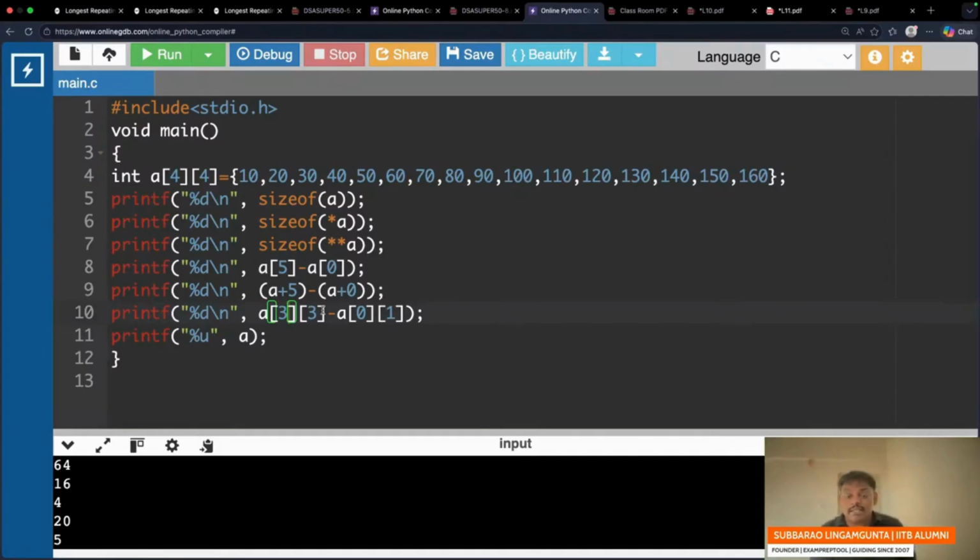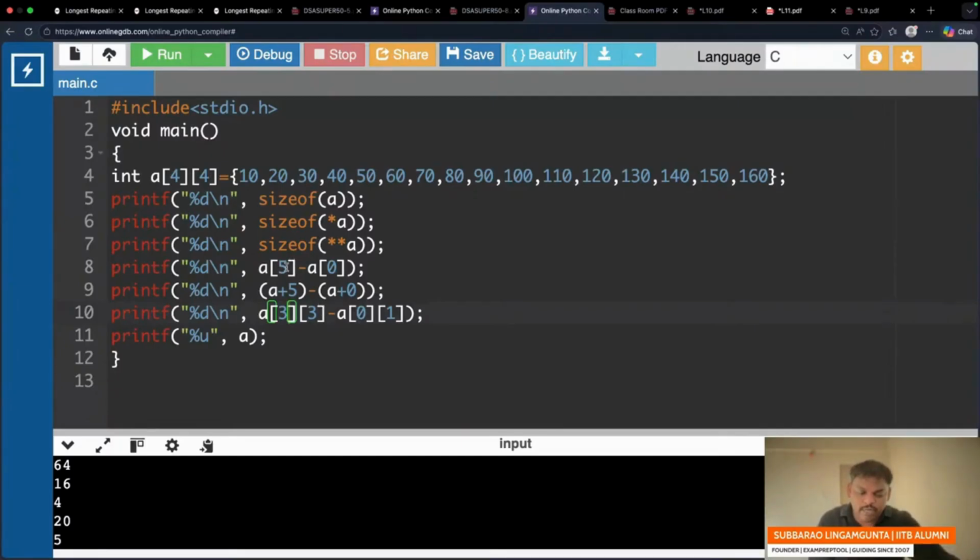Now some people are asking, sir, what about the 8th line? A of 5 minus A of 0. Sir, there is no fifth row, na? The fifth row is not there in this problem. But in the memory, they are available. In the memory, all are continuously there. If you access those values, you will get garbage. But in the memory, all addresses are available.